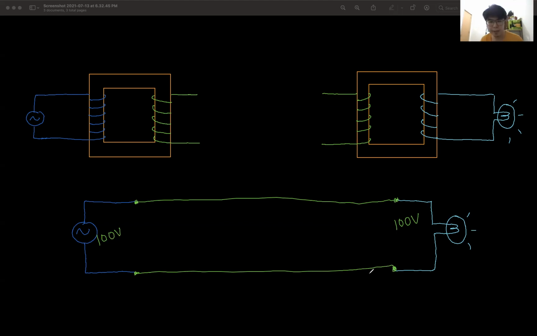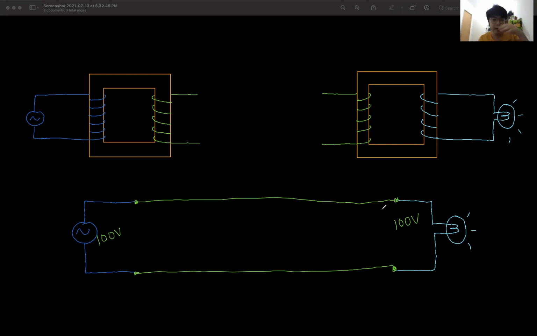If I connect the cable like this, straight away, yes, I get the current, but by the time the current reaches here, a lot of power would have already been lost. Why? Because the wire has resistance. When current flows through a long distance of wire, it will produce heating and heat up the wire. So there will be energy loss. By the time the current reaches there, it becomes very small already. So it's not practical, it's not efficient.